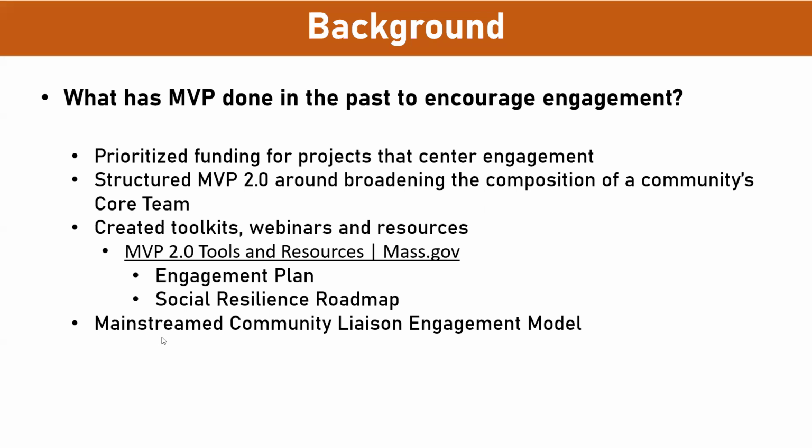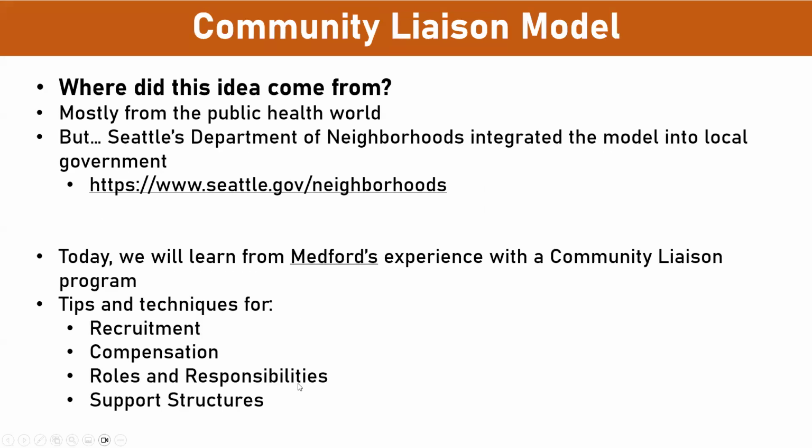So I'll do a quick background on the community engagement liaison model. You might not know what it is, you might know a lot about it, but we're going to learn more about it today. The idea mostly comes from the public health world, but in planning, my understanding is that Seattle's Department of Neighborhoods was the first local planning department or municipal government to adopt this community liaison model from a public participation standpoint. They have this entire program that they've stood up, which is amazing. You can check it out at seattle.gov/neighborhoods. It's really worth seeing what you can do when you're working from this perspective.